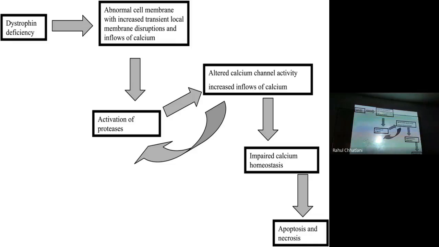Dystrophin deficiency leads to abnormal cell membrane with increased transient local membrane disruption and inflow of calcium. Calcium coming in activates protease. Protease activation brings in more calcium, and more calcium activates more protease, which keeps lysing the whole cell membrane. That leads to impaired calcium homeostasis, and calcium keeps increasing, leading to apoptosis and ultimately necrosis of the whole cell. The whole cell gets damaged and becomes useless, and the muscle anatomy and physiology will be affected.